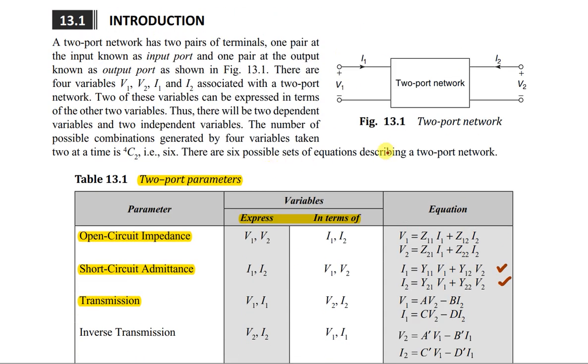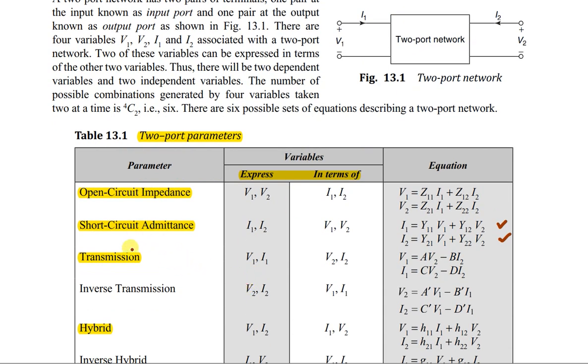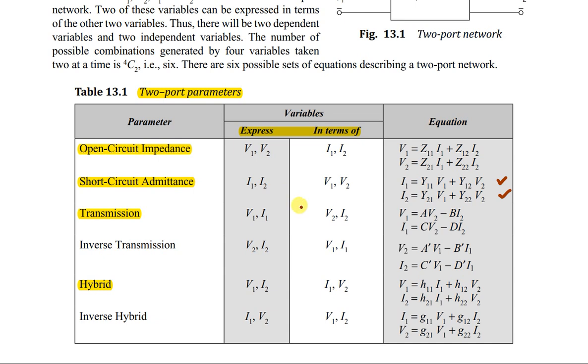In the two-port network, there are input side and output side. The four variables are V1, I1 on the input side and V2, I2 on the output side. Out of these four, two can be expressed in terms of the remaining two. That is four combination two, so you are going to get six different combinations. Out of the six combinations, four are there for your syllabus.